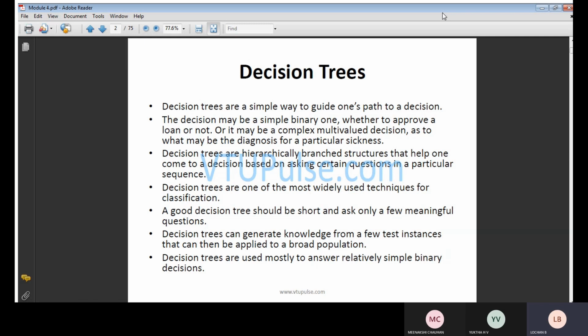The decision may be a simple binary one, whether to approve a loan or not, or it may be a complex multivariate decision, like a diagnosis for a particular sickness. That means that we will be forming a branch structure. Whenever we form the branch structures, we get the decision, whether the decision is right or wrong.